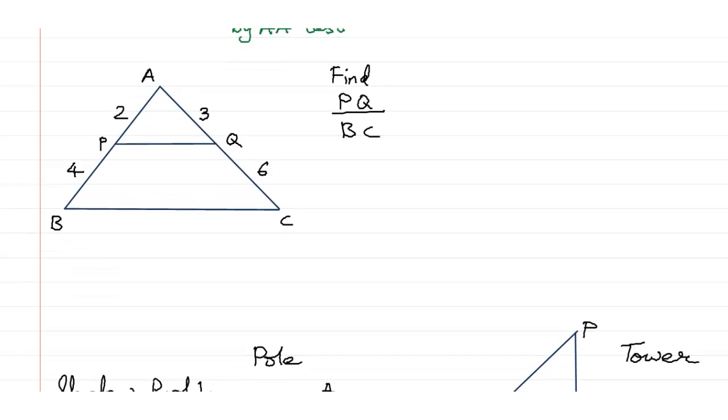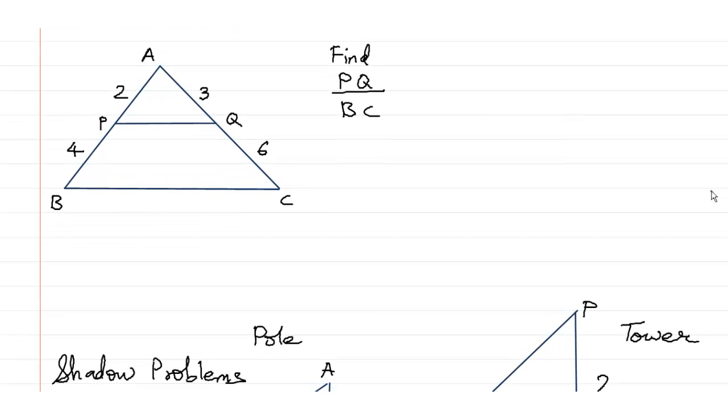Now, let's take this example. Let's say there is a triangle APQ and there's another triangle ABC, and we have been given that PQ is parallel to BC. So we can use BPT, no doubt, since 2 upon 4 and 3 upon 6 are proportional. We can say that PQ is parallel to BC even if it is not given, using the converse of BPT. But there is no real need for that.